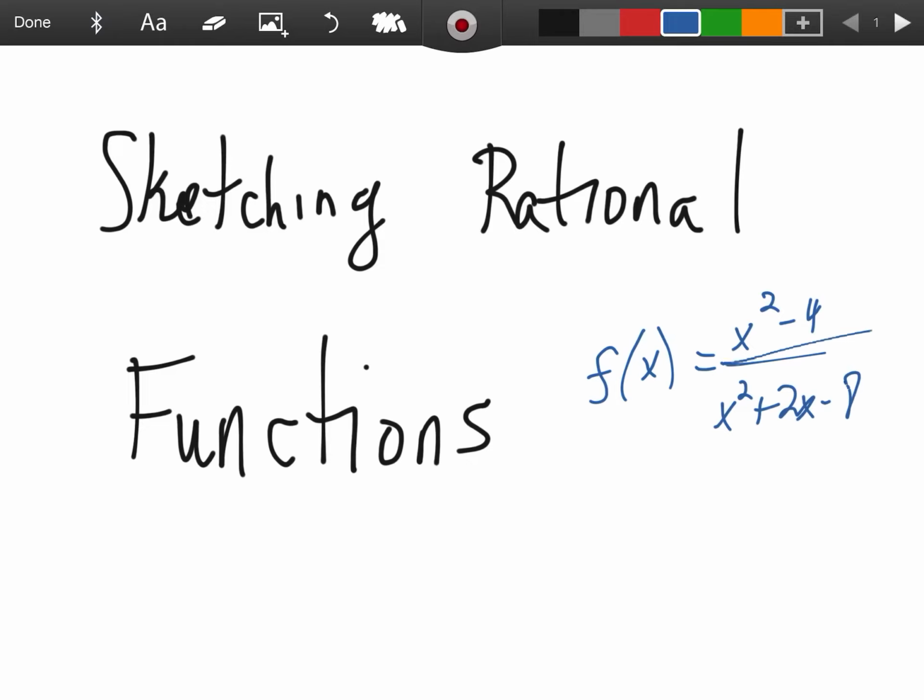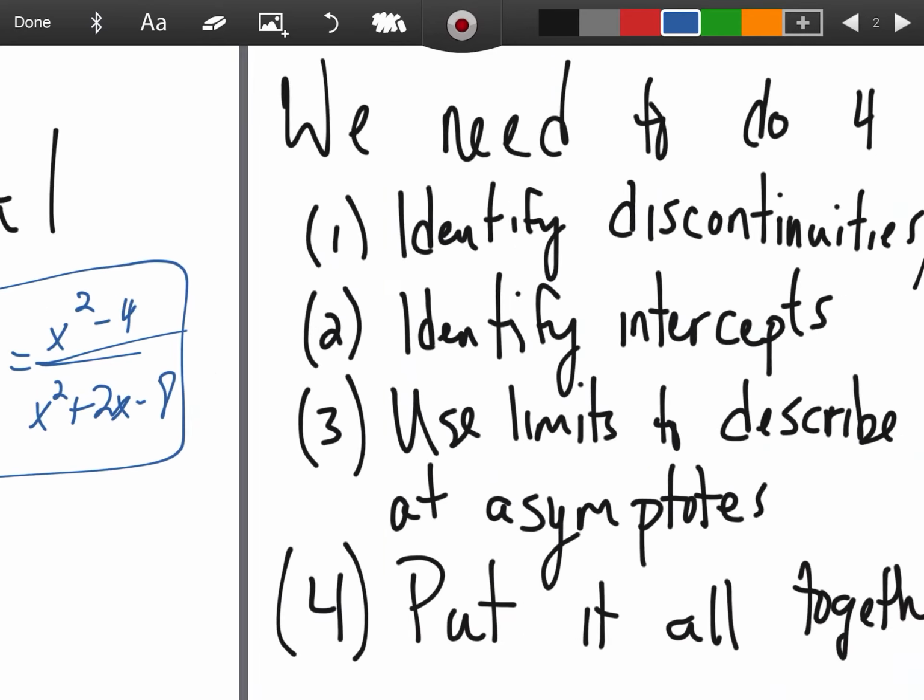We've got a numerator and denominator with x's sometimes in both the numerator and the denominator. So the cool thing is at the end of the video, we're going to be able to sketch a function that looks similar to this.